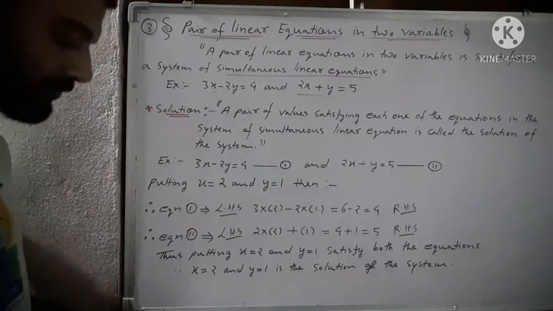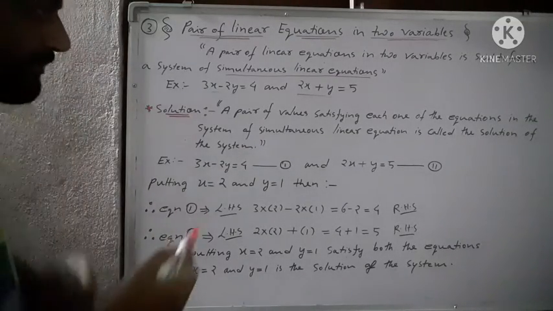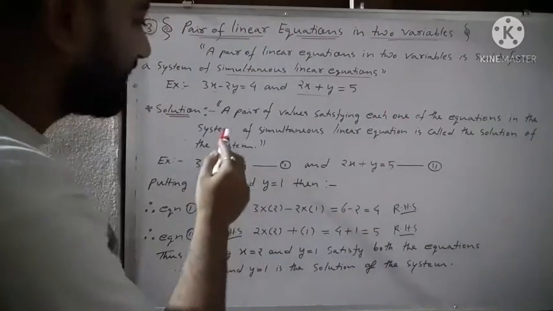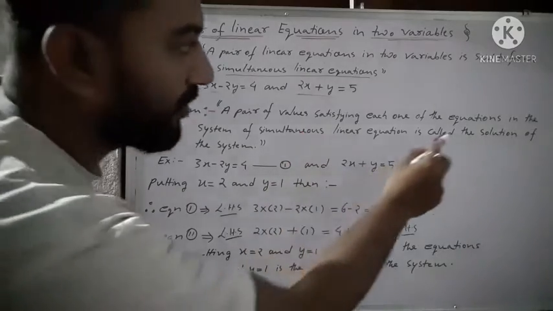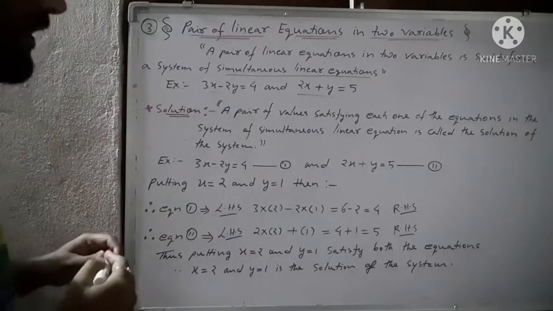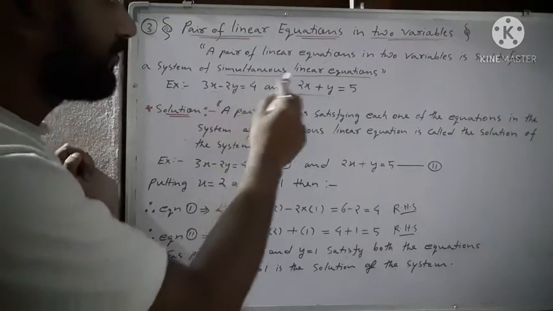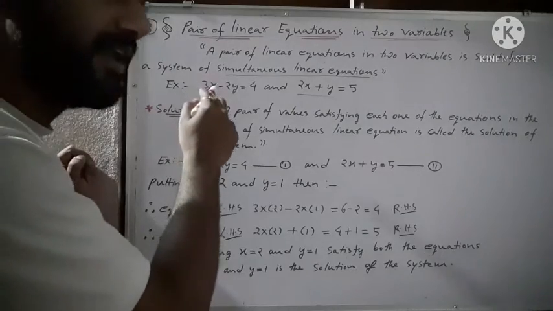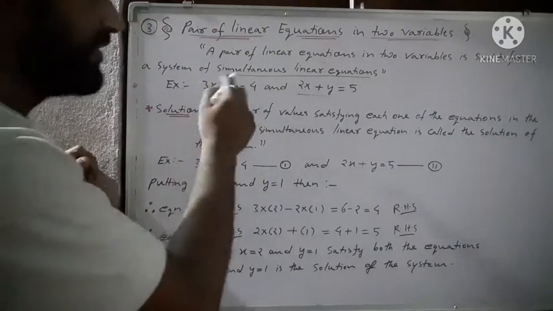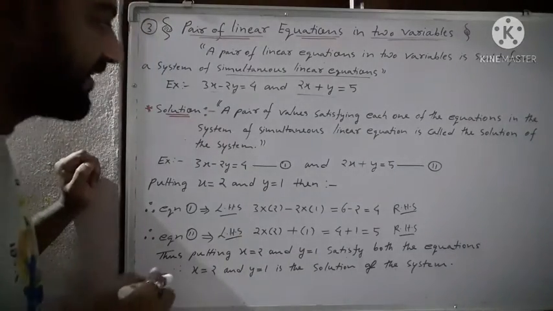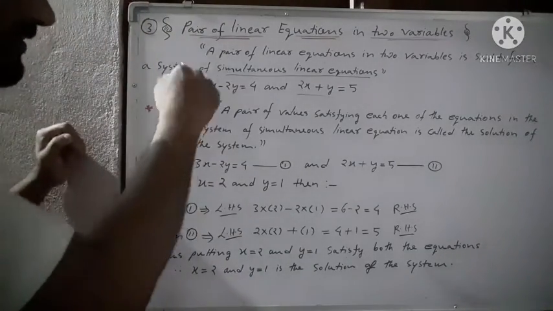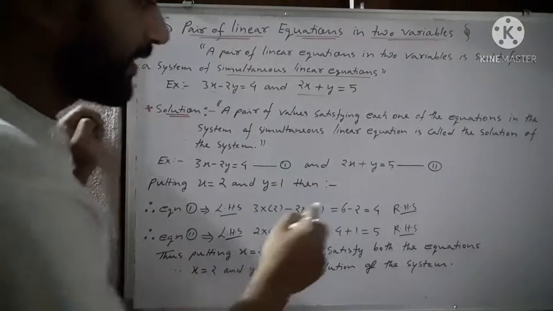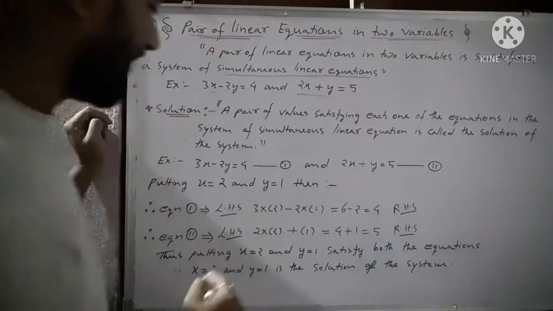Now, solution. Let's understand what a solution is. A pair of values satisfying each one of the equations in the system of simultaneous linear equations is called the solution of the system. That means a pair of linear equations is given, so what values will you substitute in place of x and y so that these two equations are satisfied? Let's consider the previous example, that is 2x minus 2y is equal to 4, the first equation, and 2x plus y is equal to 5, the second equation.